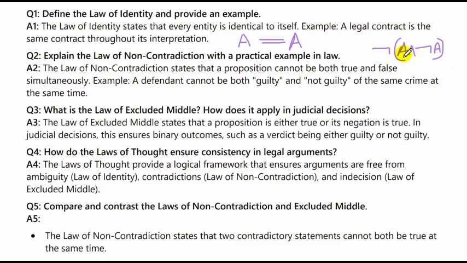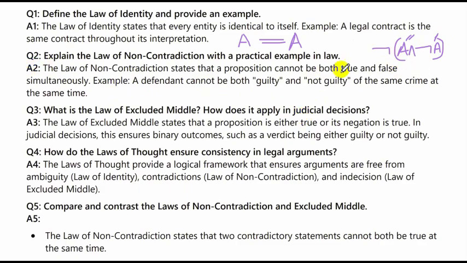Cannot be true. This is true value, not true value. So they cannot be in the same category. At the same time, it cannot be said. This will help us remove contradictions in our arguments, in our reasoning. So a defendant cannot be both guilty and not guilty at the same time for the same crime in the same circumstances.